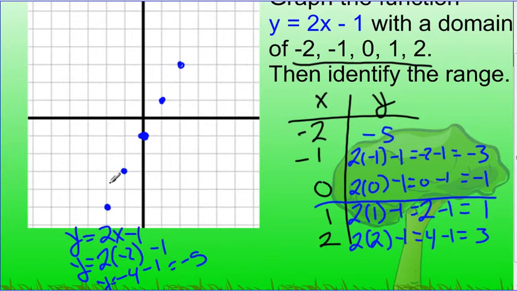You notice how it makes a nice straight line. That's how most of our functions are going to be. They're called linear functions. They make a line. You don't need to draw the line, because we're only looking at those 5 points. So that problem is done.